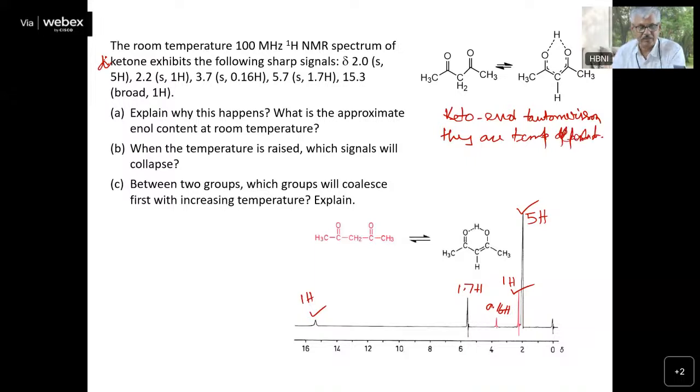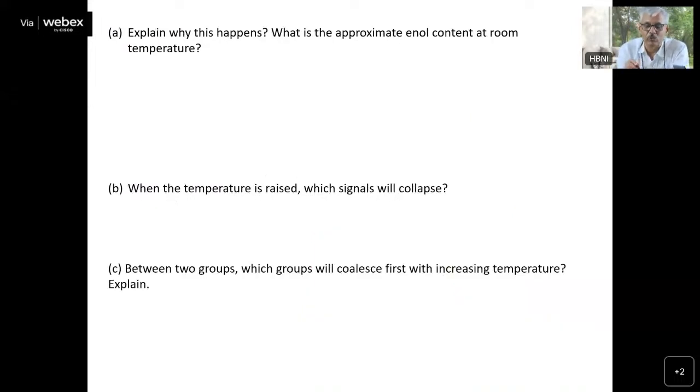Okay, so now let us see the question. Explain why this happens. You should be able to tell why this happens. There is a keto-enol equilibrium that I have already shown you.